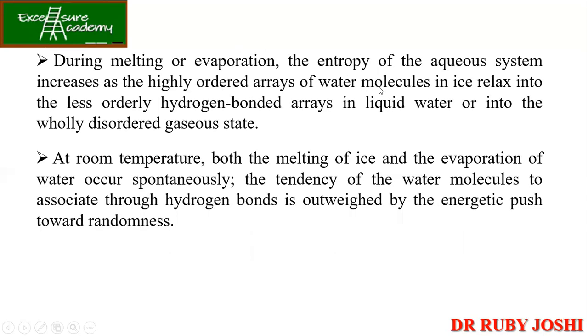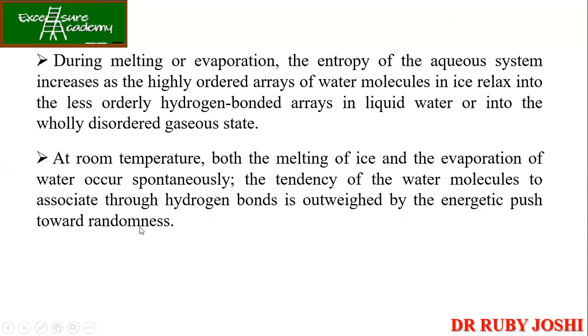Now, during melting or evaporation, the entropy of the aqueous system increases as the highly ordered areas of water molecules in ice relax into the less orderly hydrogen bond areas in liquid, and they relax even more in the gas state. So what does this mean? Your degree of randomness is increasing. Entropy is increasing, from solid to liquid, liquid to gas. Once the ice relaxes, the entropy of the system increases, right? In the liquid it becomes less ordered, then again from liquid to gas becoming even less ordered, and that's why the degree of randomness increases.